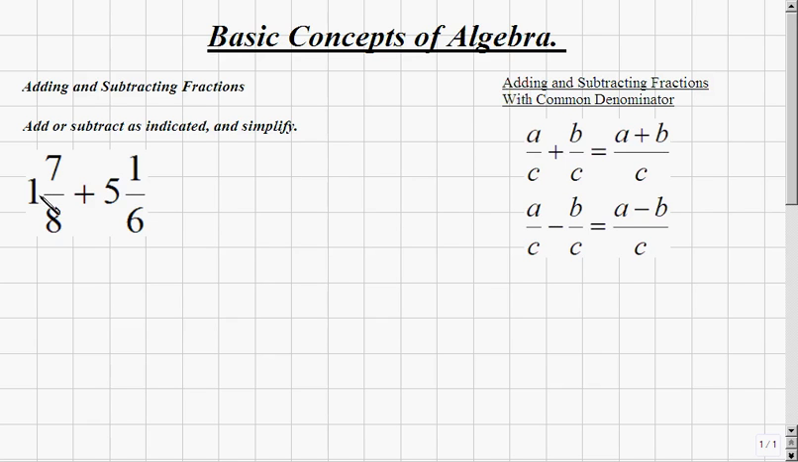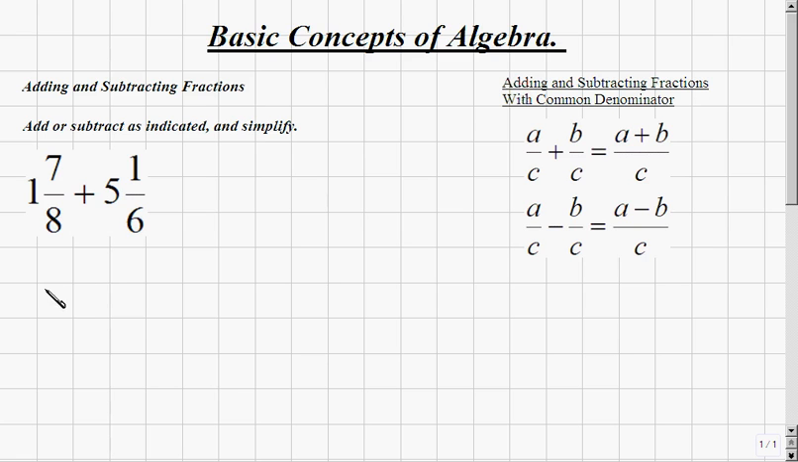Let's add the fractions 1 and 7/8 plus 5 and 1/6 using our rules on the right. To add fractions that have common denominators, we'll add the numerators and keep the same common denominator. The problem that we're faced with first is that our two fractions are mixed numbers. So our first goal will be to convert these two fractions to improper fractions.